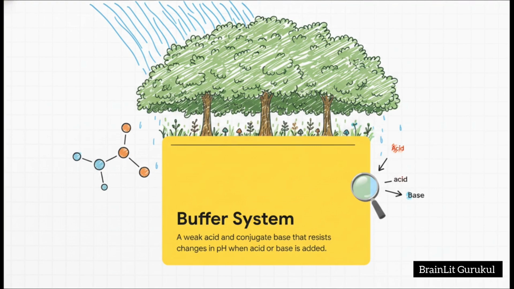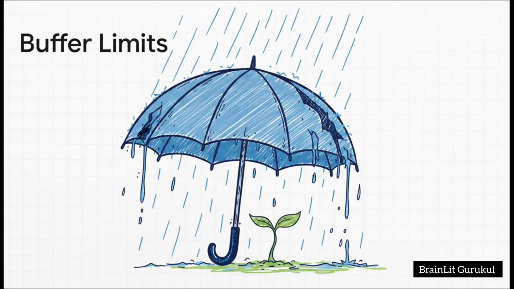So, what exactly creates these ultimate stabilizers in the natural world? Well, a buffer system is basically life's chemical shock absorber. By definition, it's a solution containing a weak acid and its conjugate base that actively resists changes in pH when a small amount of acid or base gets added. It's kind of like a dense forest canopy, right? It protects the delicate forest floor from a sudden torrential downpour by absorbing the shock, keeping the whole environment below perfectly stable. But even nature's best shock absorbers have their absolute boundaries.